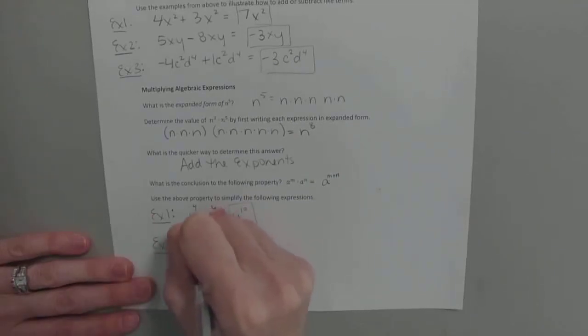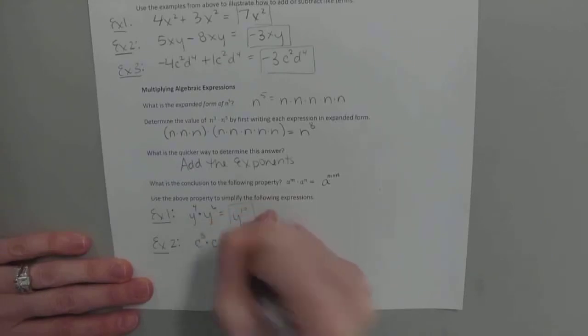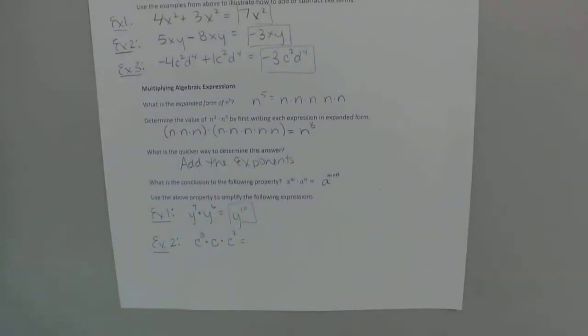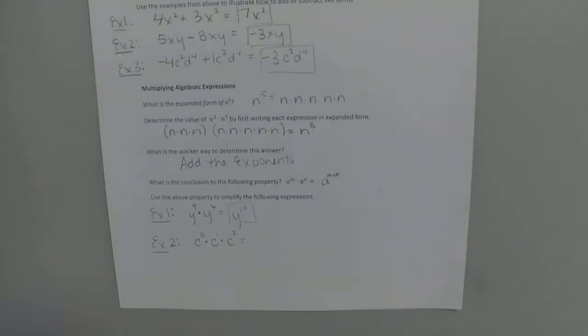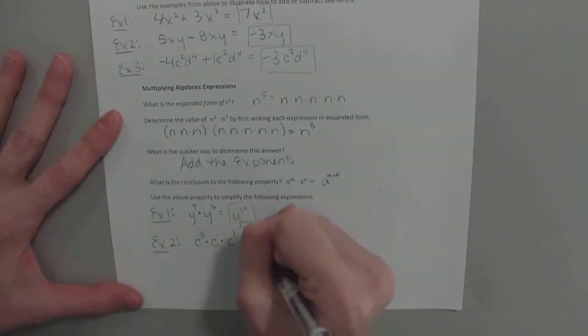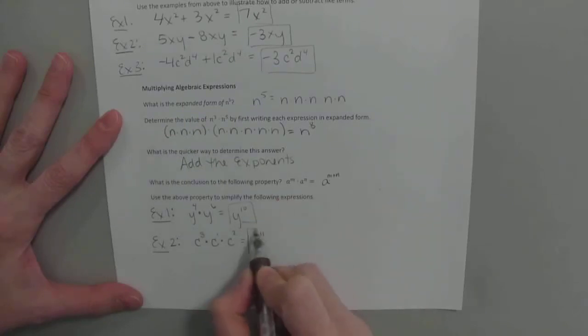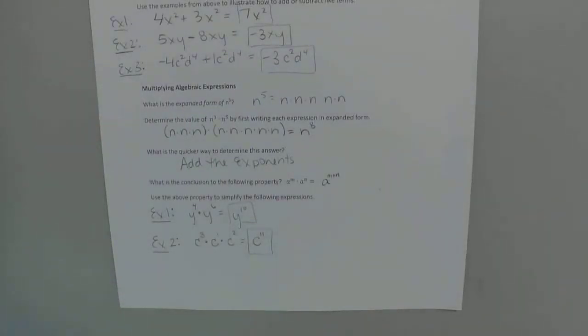Let's do example 2. What if I give you c to the 8th times c to the 2nd? It's a trick question, right? Oh, wait. It looks like 10, right? Yeah. But do you guys notice that we have this middle c in the middle? What is his exponent if we don't put it? It's just 1, right? Because there's only one c there. So really this is c to what power? C to the 11th.